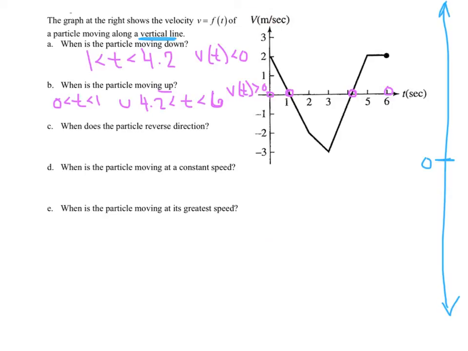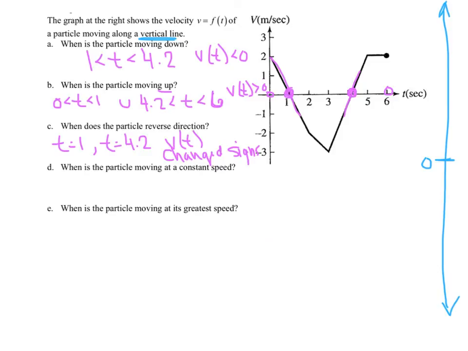All right. When did the particle change directions? What you're going to notice is we change directions at t equals 1 and at t equals 4.2. And what you're going to say is that v of t changed signs. In other words, right there we changed from positive to negative, and then later on we changed from negative to positive. And once we changed signs, that's when the particle turned around and changed directions.